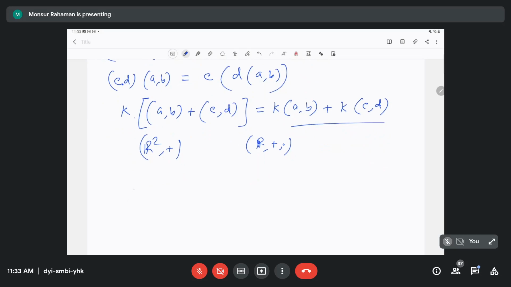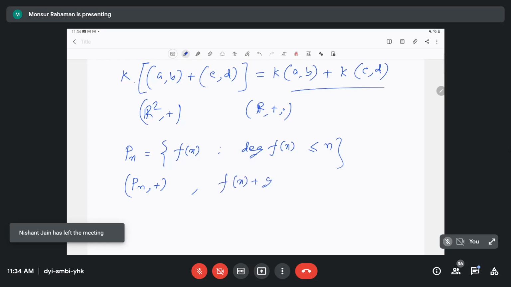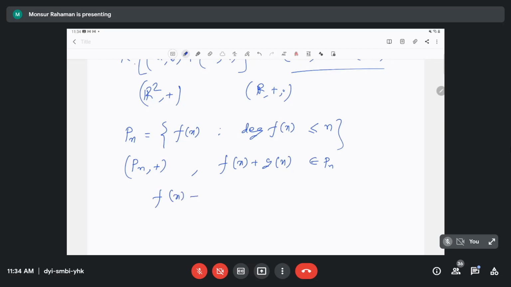Or take the polynomial space Pn, the set of polynomials f of x whose degree is less than or equal to n, not exactly n, because if it is exactly n, it will not form a group. First check whether it is a group with respect to addition. It is component wise addition, so obviously if you add, the degree will not be more than n; it will be n or less than n. So this is again a Pn element, and it is obviously associative.